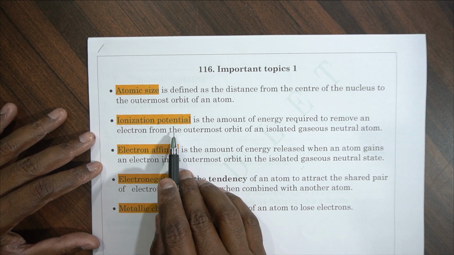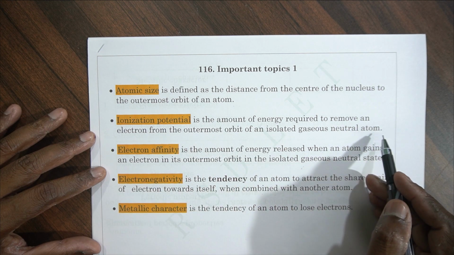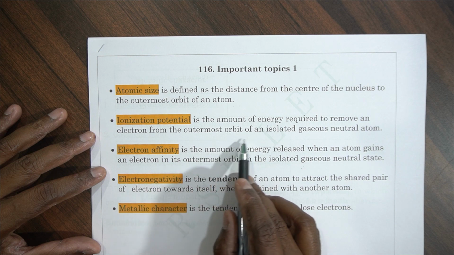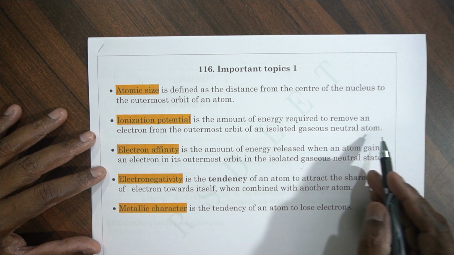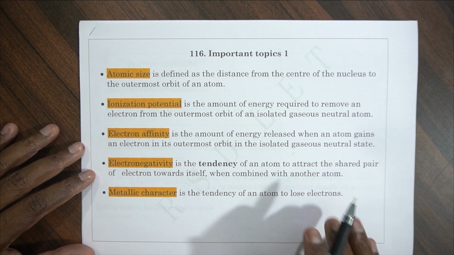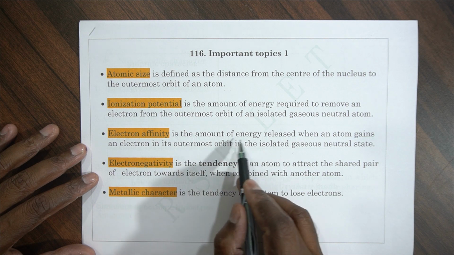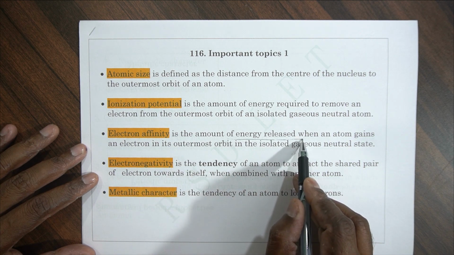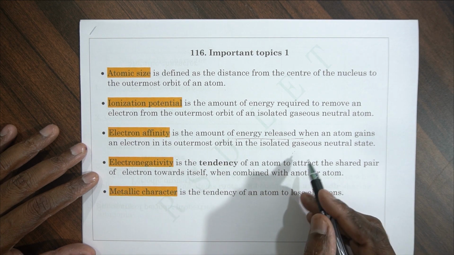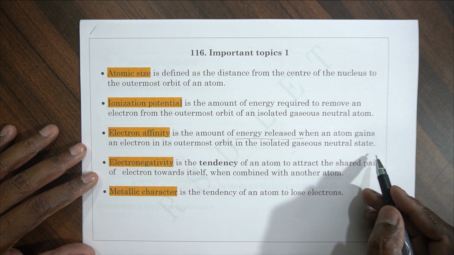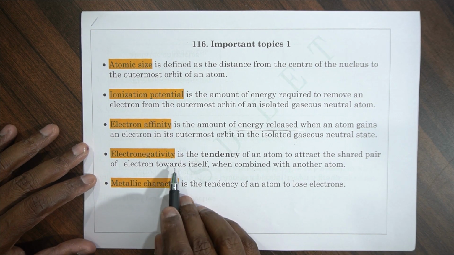Now next definition is ionization potential. It is the amount of energy required to remove an electron from the outermost orbit of an isolated gaseous neutral atom. The same in this definition also, any form of question can be framed. The third definition here is electron affinity. It is the amount of energy released when an atom gains an electron in its outermost orbit in the isolated gaseous neutral state.